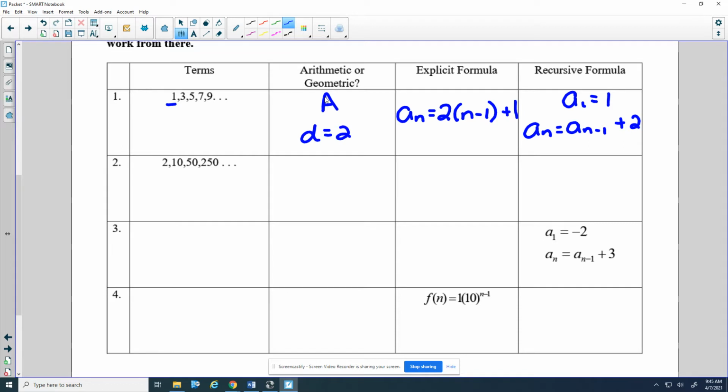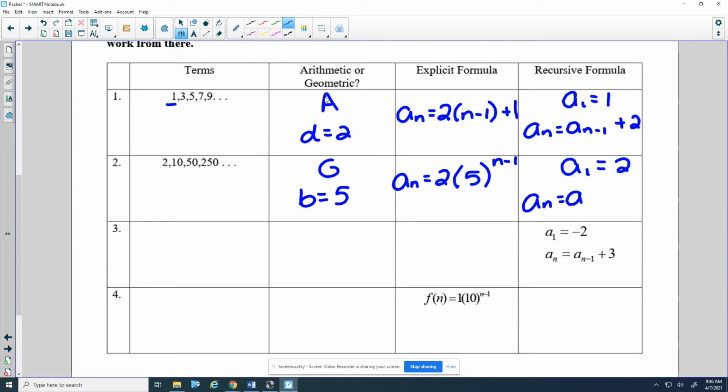So looking at my next one, we have a multiplying pattern. We are multiplying by 5. So, explicit formula, a sub n equals what I start with, which is 2, times what I multiply by, the ratio, which is 5. And we're starting with a sub 1, not the y-intercept, so we do an n minus 1 to balance it out. For recursion, we are starting with a 2. To get to the next term, I take the term that came before it, and I multiply by 5.